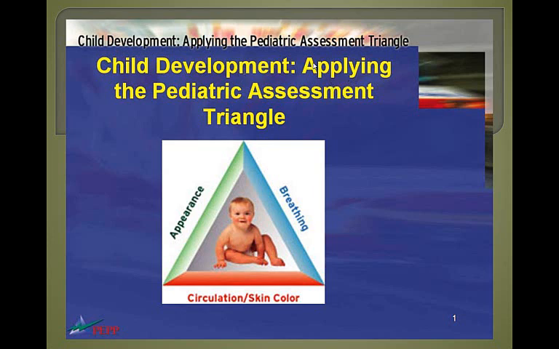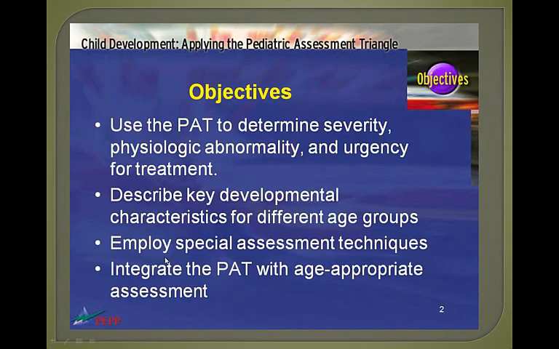There are 3 parts of the Pediatric Assessment Triangle: appearance, breathing, and circulation or skin color. Today this is a slideshow that I got from the internet, but we're going to go over this, and then I did add some slides to it just for your information.